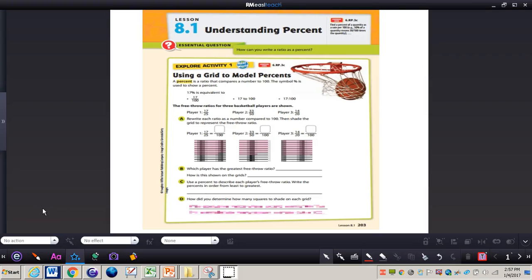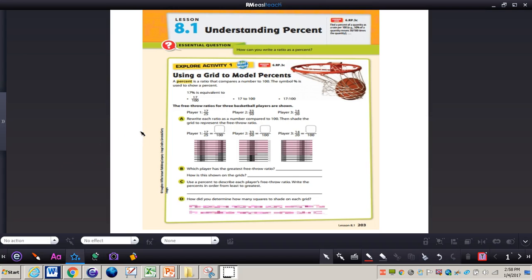In this video, we're going to be taking a look at understanding percents, and you'll need to have your Go Math book out and turn to page 203, your math journal, and a pencil. Now, the essential question we're going to be taking a look at today is how can you write a ratio as a percent? So let's look at the Explore activity number 1.